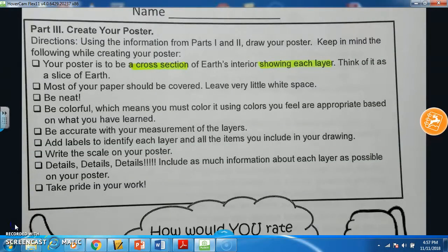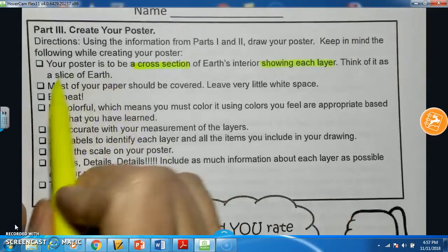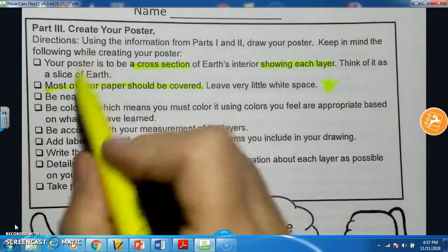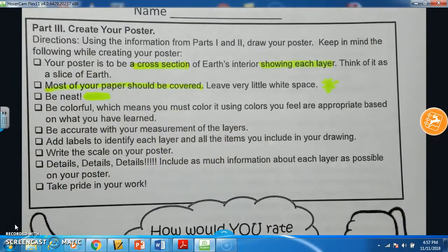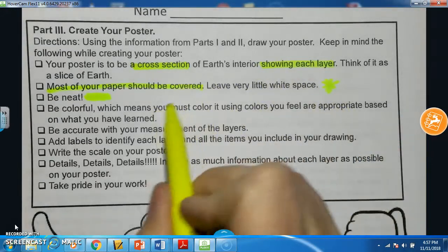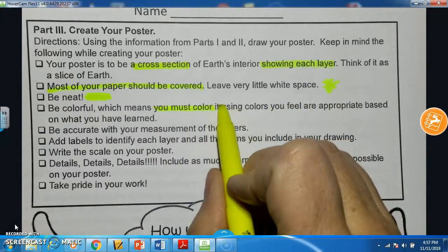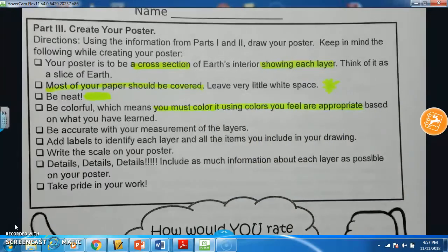Just a few different examples of how you could do a cross-section. So most of your paper should be covered. Leave very little white space. And this one, please heed my warning on that. You must be neat. If it's sloppy, you're going to lose points. Be colorful, which means you must color it using colors that you feel are appropriate based on what you have learned. So you must color using colors you feel are appropriate.